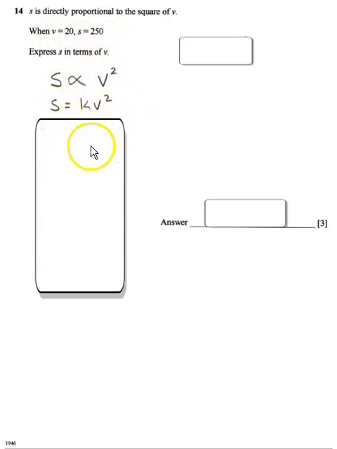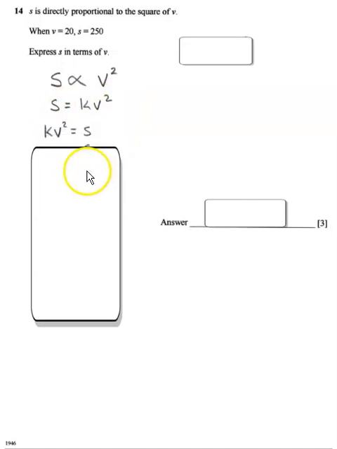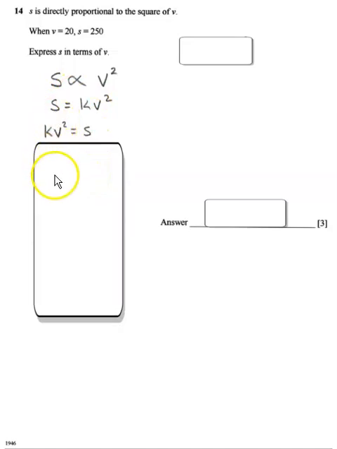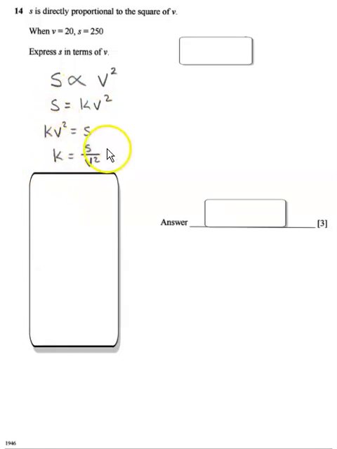But what I've done initially is move things around. I've flipped that around and then moved the V squared across. So what I've got is K equals S over V squared. So as you can see, instead of S equals KV squared, I've done KV squared equals S, and then I've done S divided by V squared.